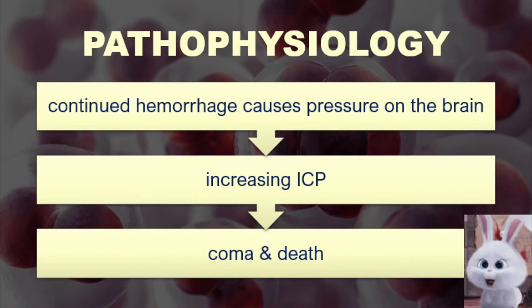Now, other than that, the continued hemorrhage would cause pressure on the brain, increasing your ICP. That's why, if a major artery has ruptured, the tendency is that the patient will just continue to deteriorate. There will be an increase of your ICP, and if not addressed, it would result in coma and death. That's how quick your hemorrhagic stroke could be. That's why you need to immediately assess your patient.